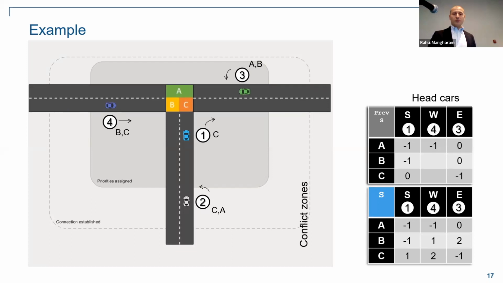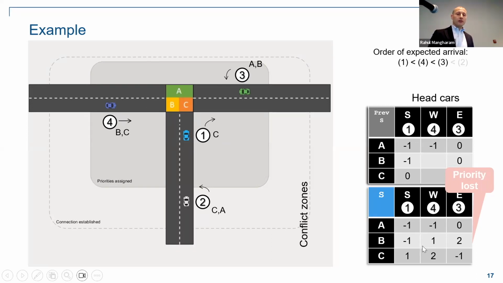And again, we keep moving towards the intersection. The priority changes now because we have car four, which is also inside the priority assigned perimeter. It wants to traverse zones B and C, but has lower priority than car one because the timer of arrival of this car is lower than car one. So that's why we have one and two. At this point, car four is going faster than car three, so given the timer of arrival of car four, it has a higher priority than car three. So car three will have a priority two.